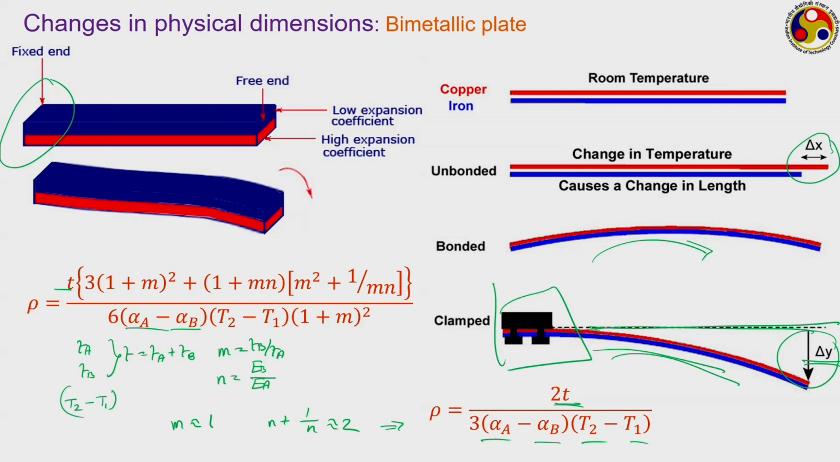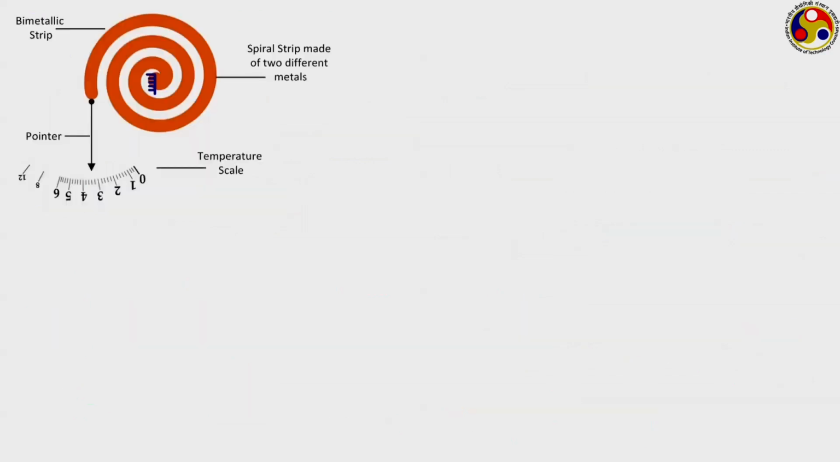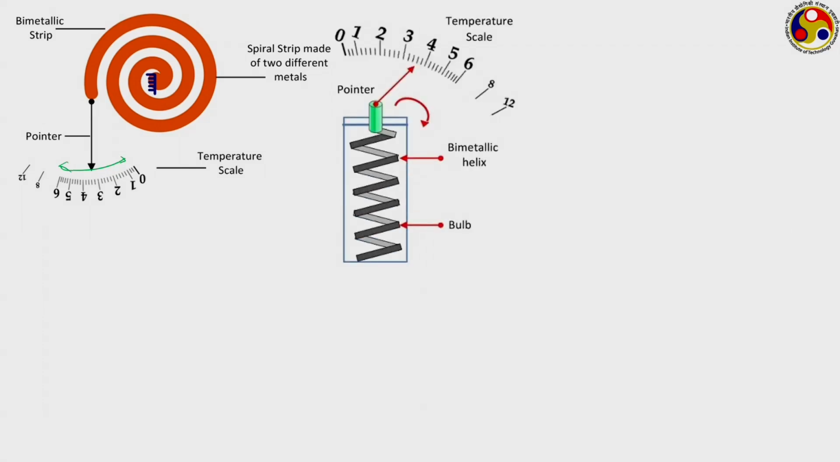That is a simple configuration, but there can be several possible designs of bimetallic plate. Like we can have a spiral type of design where the center of the spiral is fixed and the free end can expand and accordingly move over this particular scale. Another possible design can be a helix, a bimetallic helix, where because of the thermal expansion the pointer can move over this particular scale.